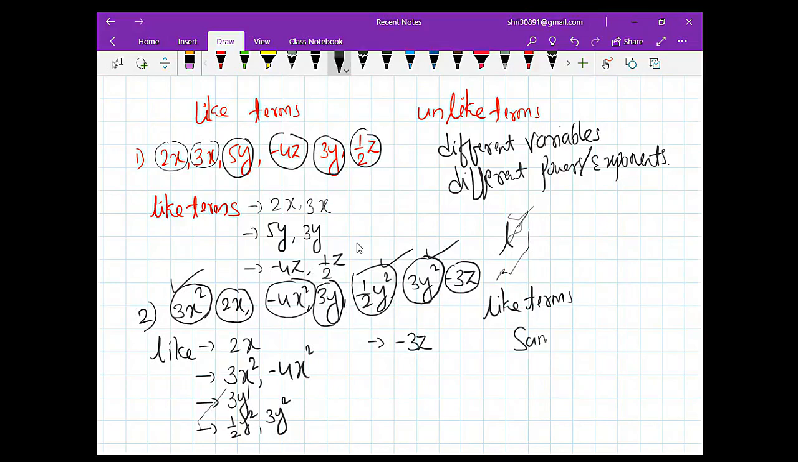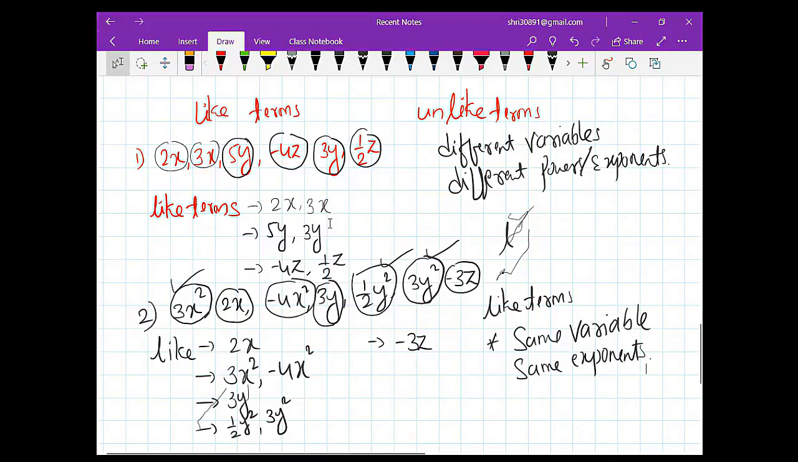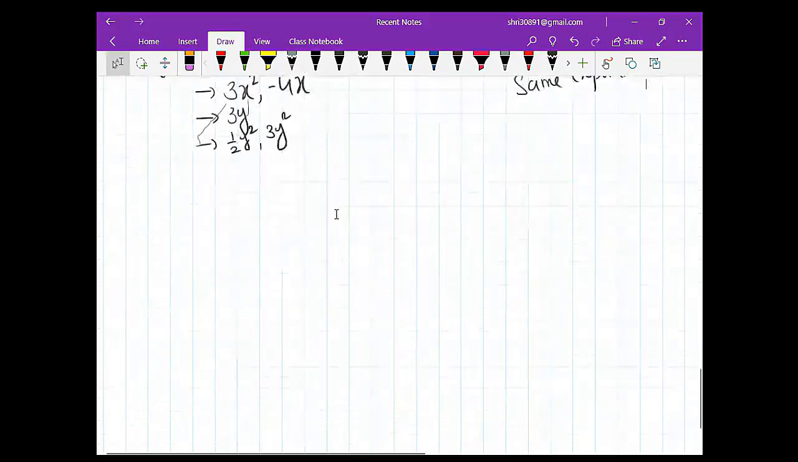Same variable, and same power or same exponent. Then these are like terms. Other than this, all are unlike terms.